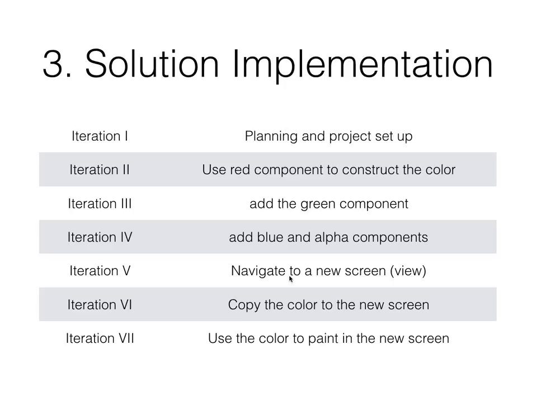So I'll start with the red, and if I do that correctly, then I add the green. If I do the red and the green, then you see in iteration 4, I said let's do the blue and alpha together. Then I broke the transition to the second screen into 2. First, let's learn how to do the navigation. Then once we do the navigation, let's transition the data between the two screens. And then finally, the last iteration is to paint on the new screen, use the data in the second screen to do something useful. So that's the end of iteration number 1.